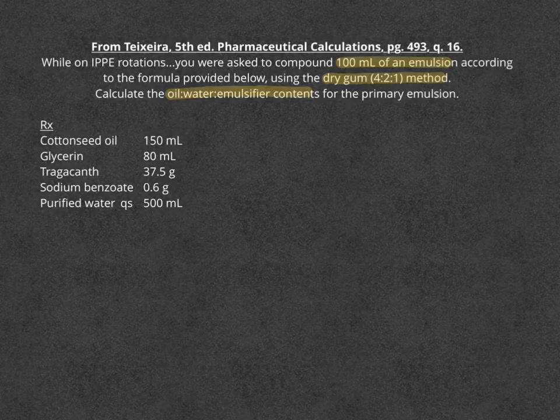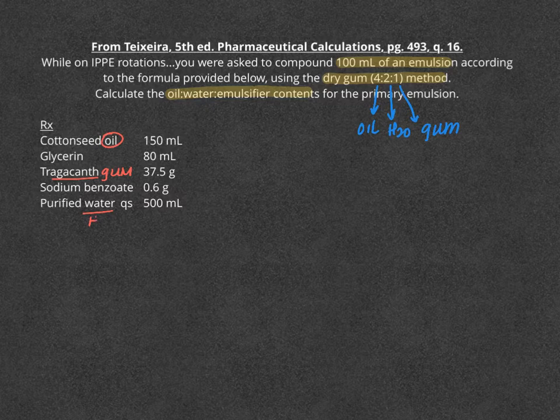So the first thing I want to point out is the 4-to-2-to-1 method. What does that exactly mean? This means 4 parts oil to 2 parts water to 1 part of an emulsifying agent, which is usually a gum-like substance. So if we label them, here's your oil, here's your gum or your emulsifier, the tragacanth, and then of course your water.